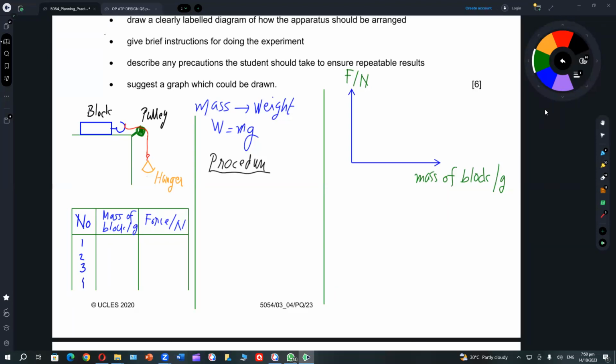And record the values in a table. Now copy this template graph. You're not supposed to draw the graph in this topic. You just have to show the axes.